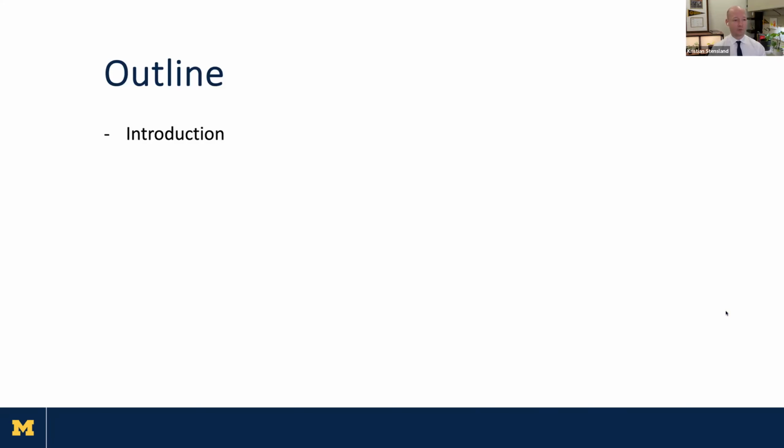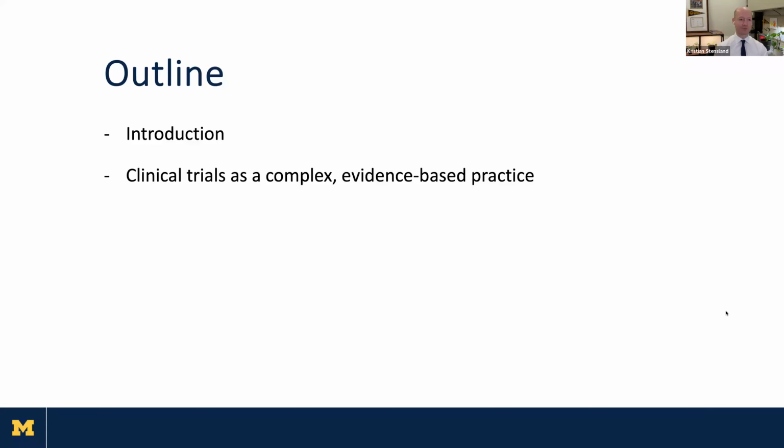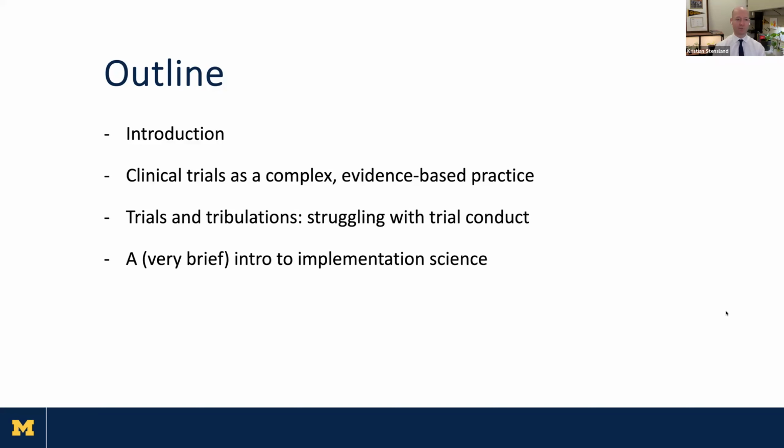So, in terms of an outline for what we're going to talk about today, after our introduction, I'm going to pitch this idea of clinical trials as a complex evidence-based practice. We'll talk about what that means in the context of implementation science specifically, as well as some of the benefits of clinical trials, which hopefully you're familiar with. But we're also going to talk about some of the tribulations of trials, and how we struggle with trial conduct, particularly in the cancer clinical trial space, but also extending to all clinical trials across the board.